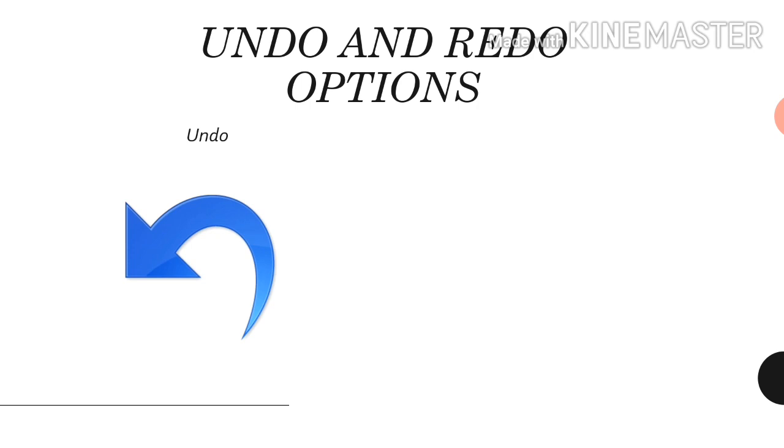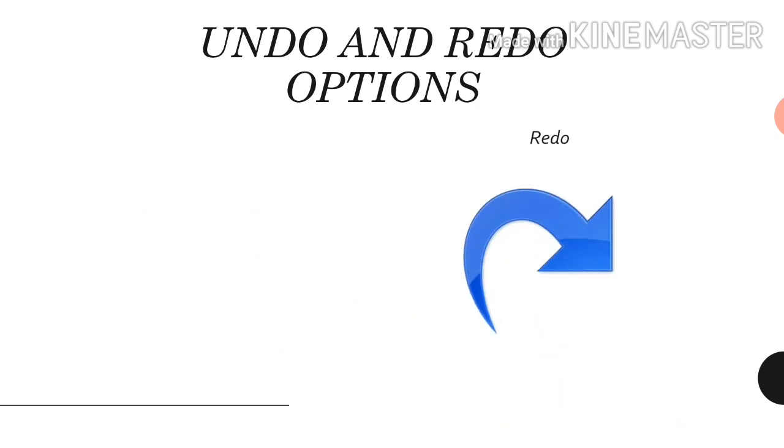Now next is redo. Redo command is used to reverse the action of undo. In order to redo, click the redo button on the quick access toolbar. The shortcut key for undo is Ctrl plus Z and the shortcut key for redo is Ctrl plus Y.